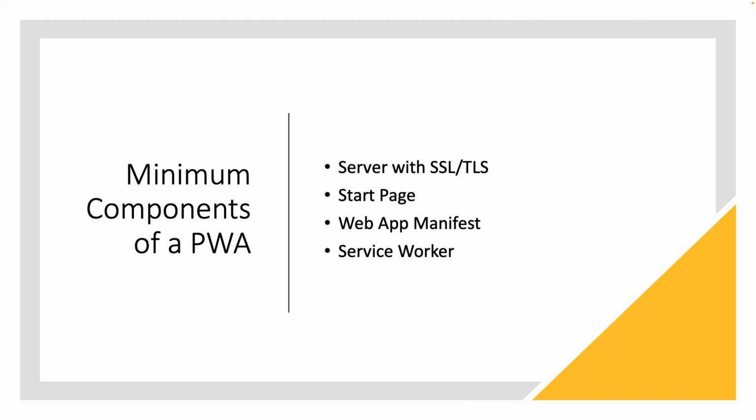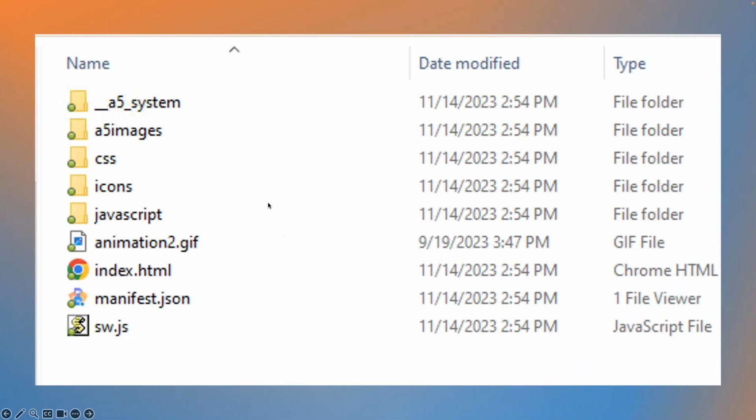So what does a web app manifest and a service worker look like? Let me show you. Once you have created your file set, you're going to see two files, and these are created for me by Alpha Anywhere. I'm going to show you how that works in a moment. The first one is manifest.json, and the other one is sw.js. And SW, as you can probably imagine, stands for service worker.